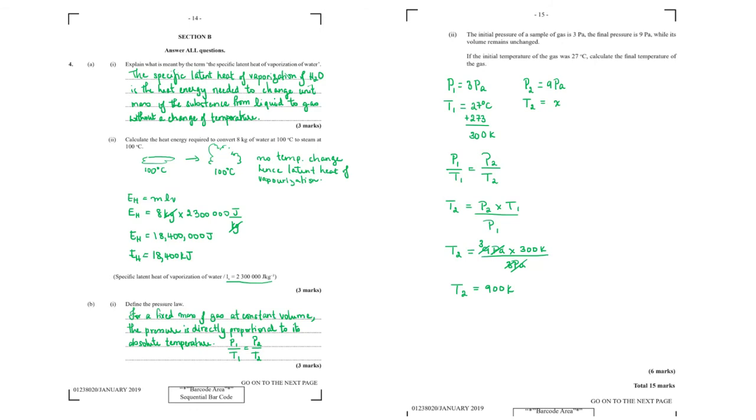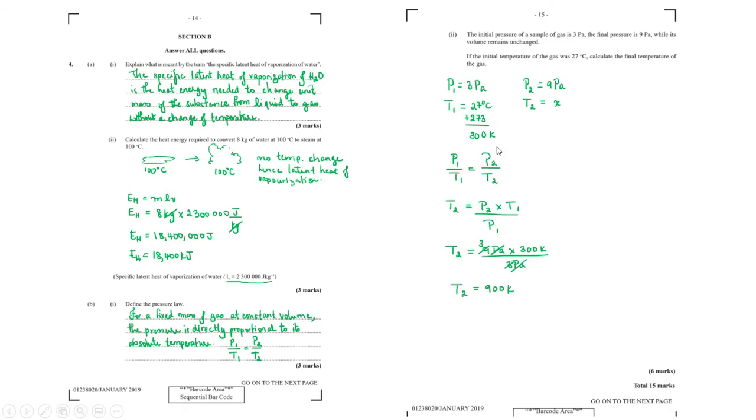Okie dokes. So we have a before and an after. And we're going to just separate our information out. In the before, we have 3 pascals and 27 degrees Celsius. And the after is 9 pascals. And we need to find out the temperature change, right? We need to find out the temperature after, or the final temperature.